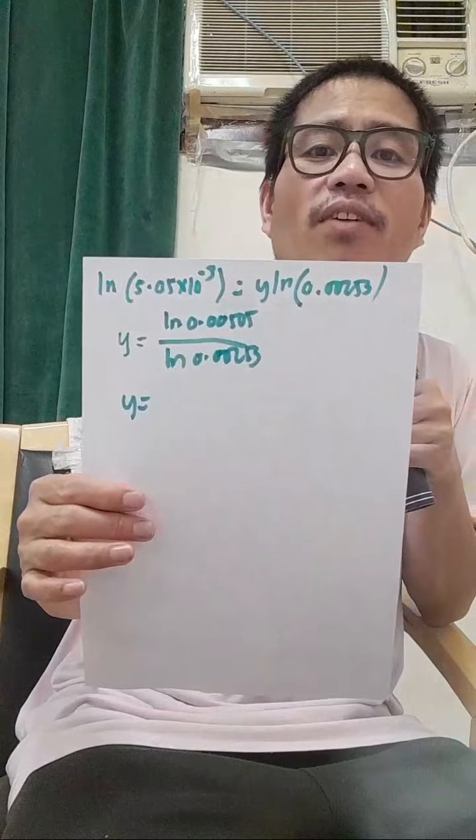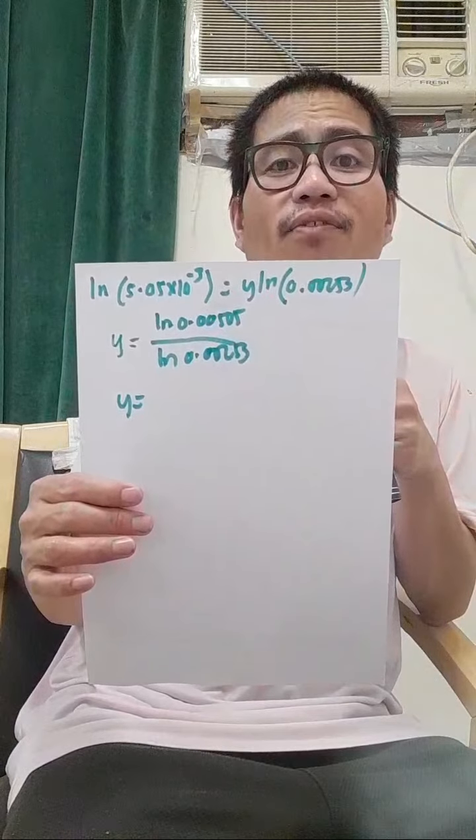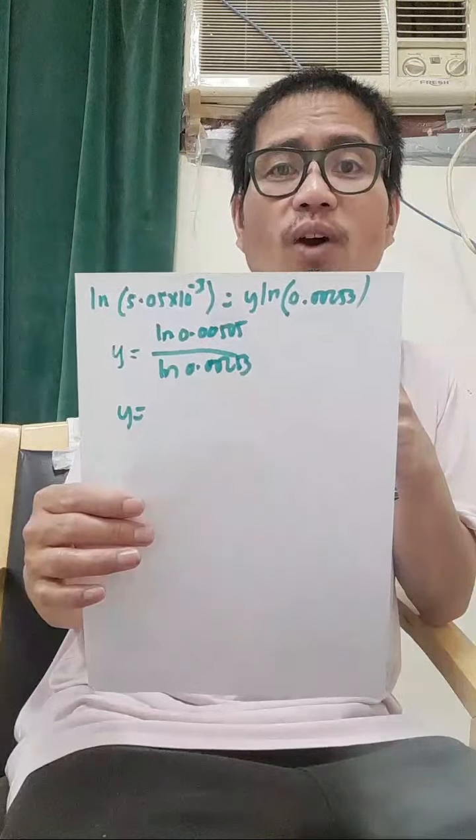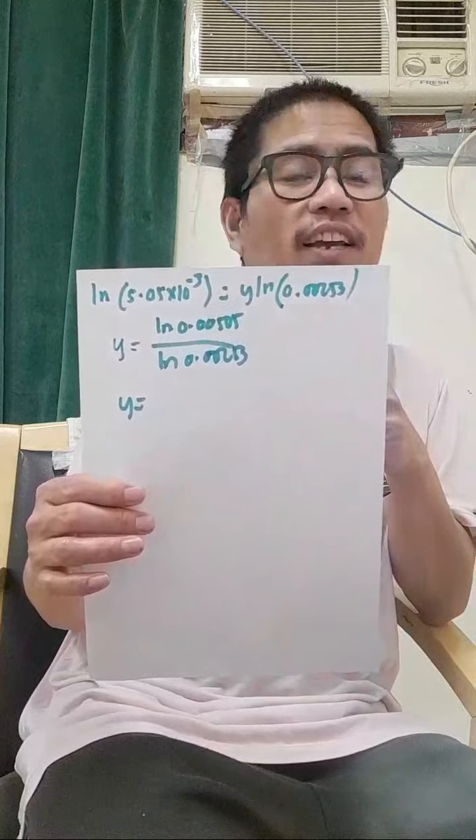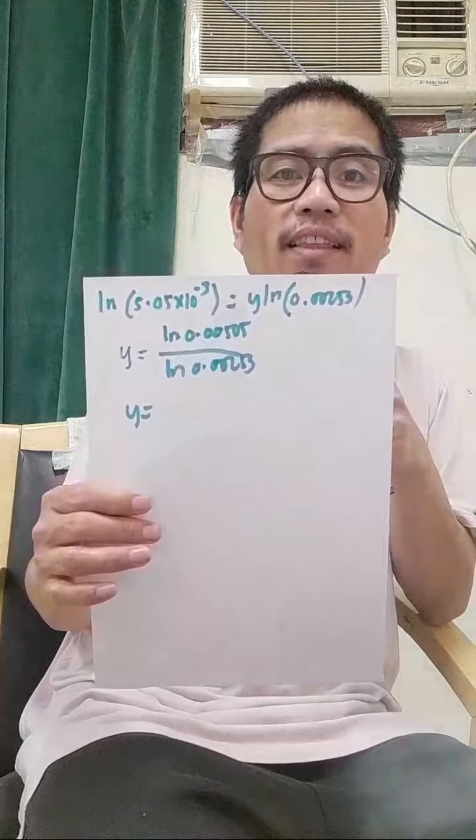So this is ln of 0.00505 over ln of 0.00253. Guys, I will explain this. You can never cancel the ln directly. Why? Because ln is not a variable, the same as x and y. The ln is partnered with its argument, it cannot be broken up. You will never break that up.